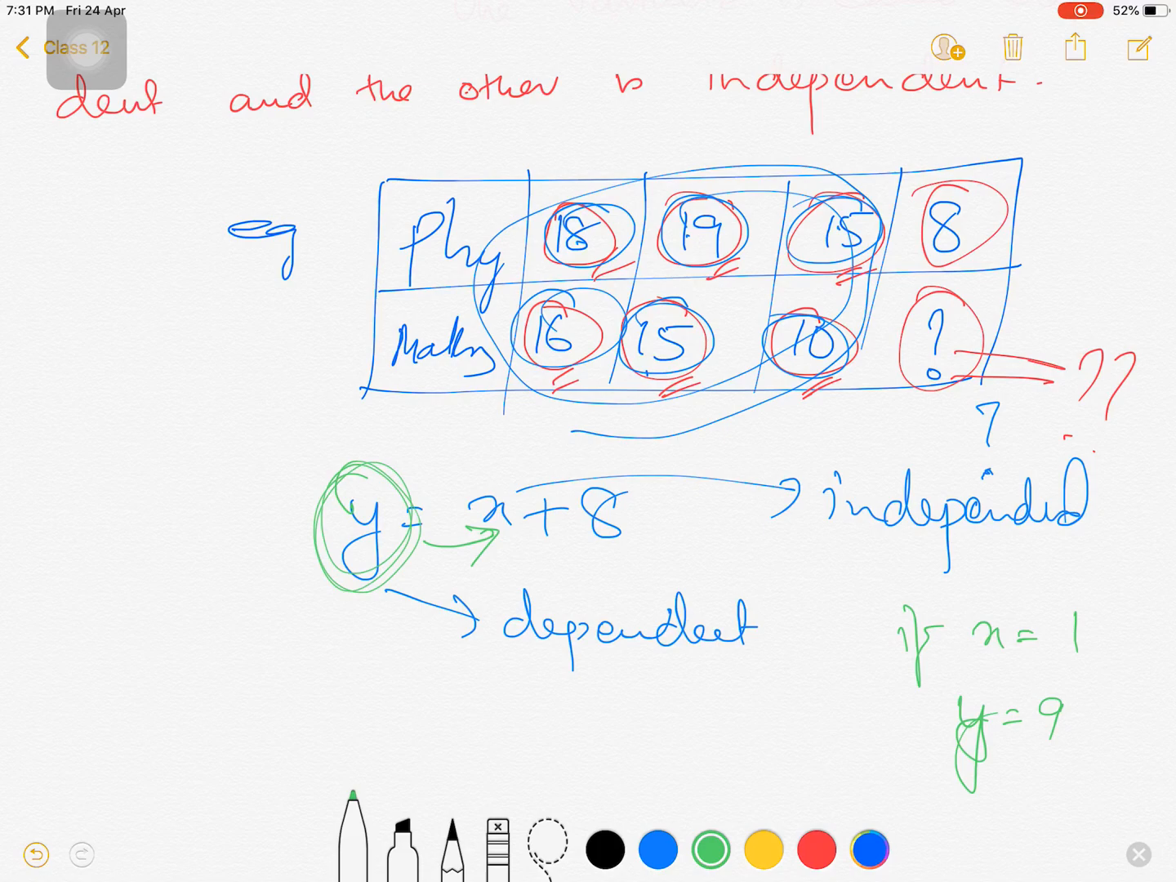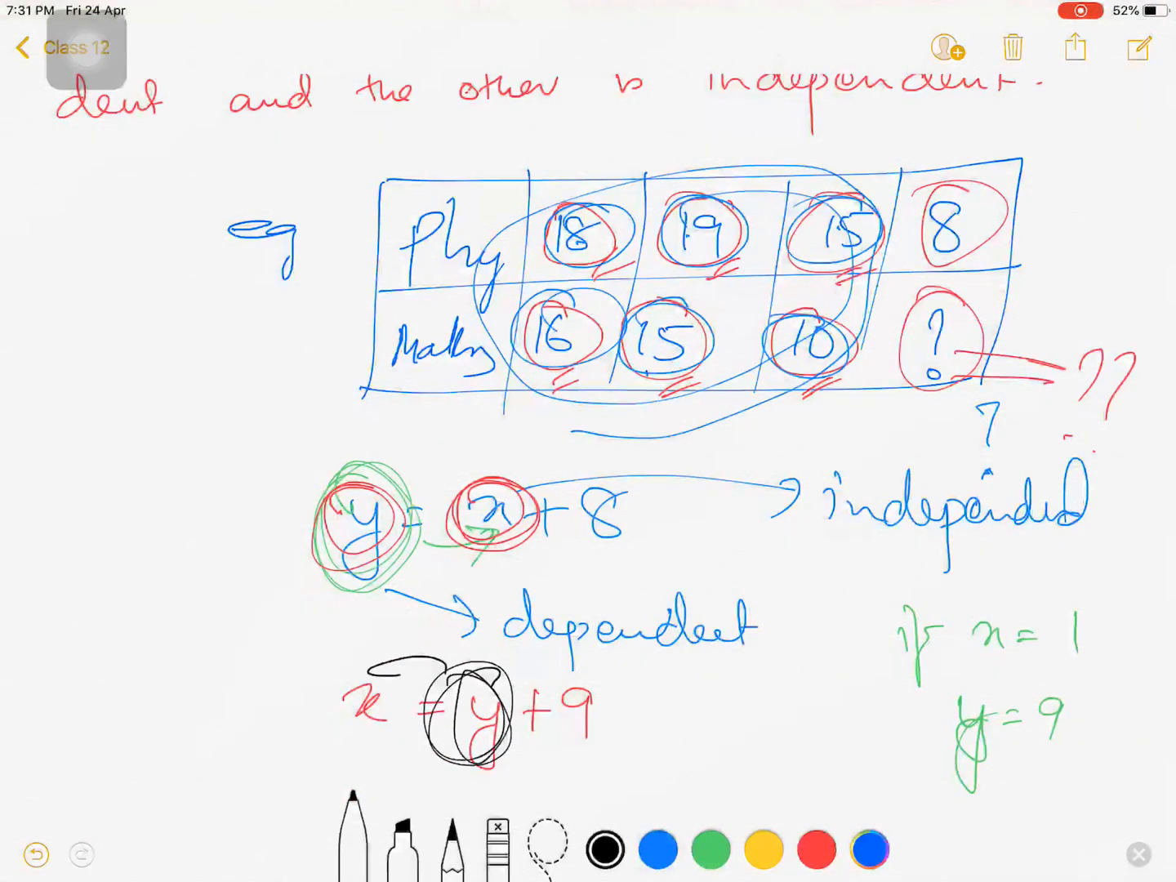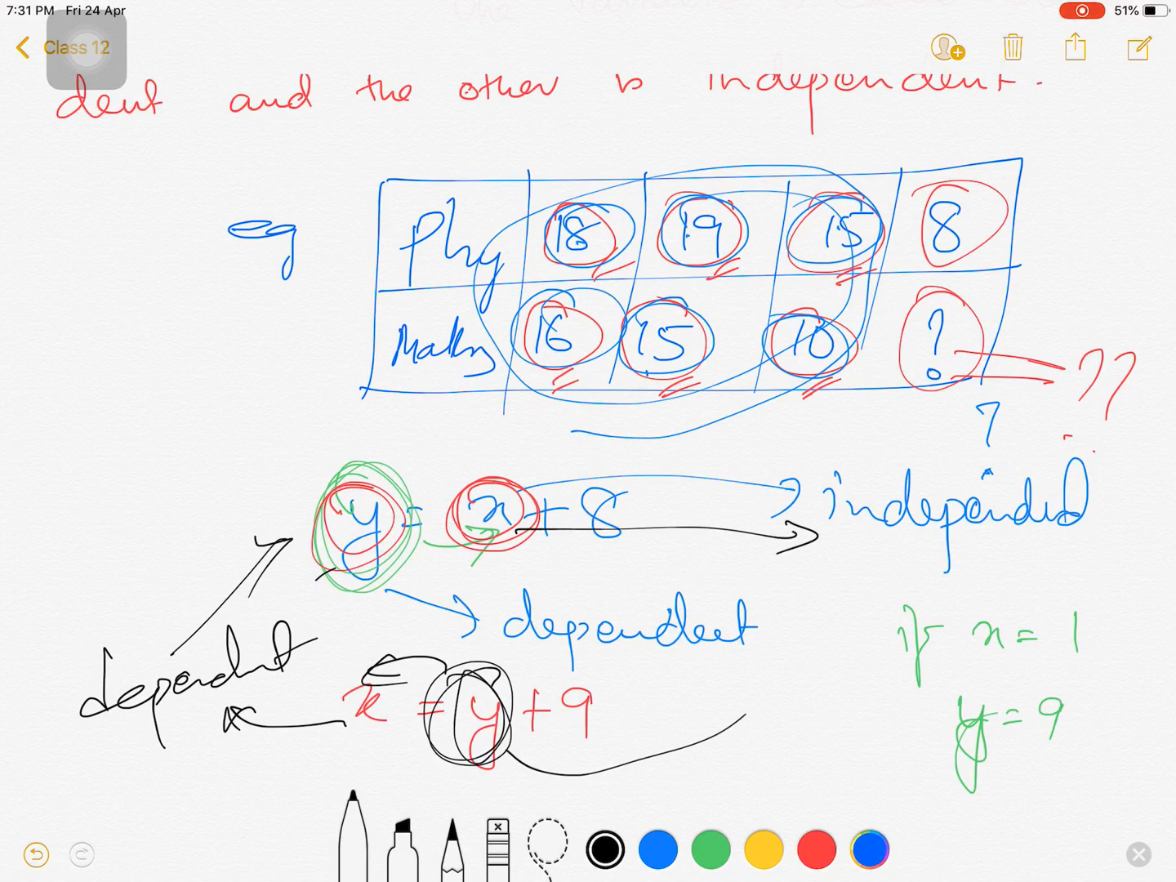The value which decides, here in this example you can see x decides the values of y. Suppose I write x equals y plus 9, then you may say y decides the values of x. So in this case y becomes independent and x becomes dependent. In the earlier one x is independent, here y is independent. You may put it that way. So that's how it works.